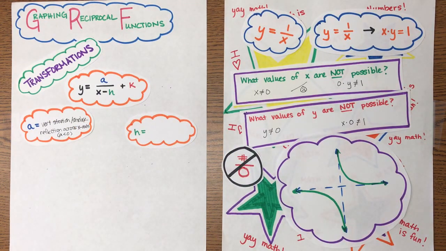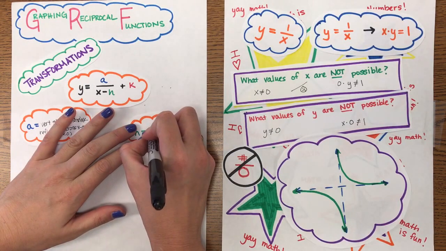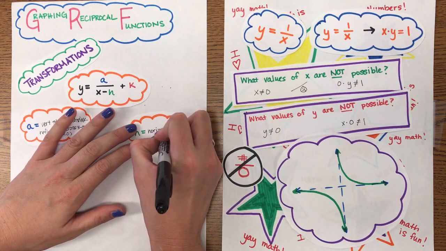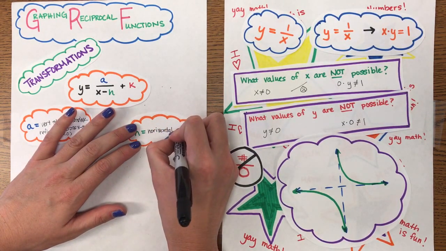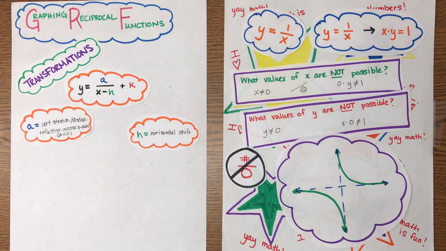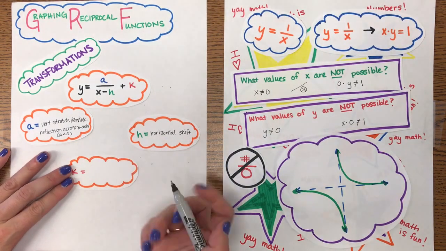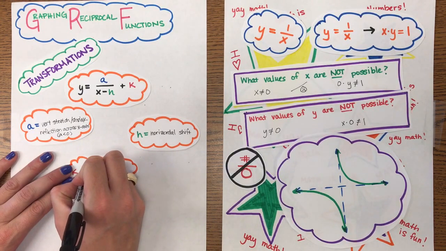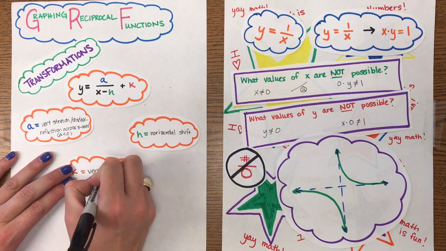H is going to do the same thing that it's always done, which is a horizontal shift or a horizontal translation. So x minus h, it's going to move h units right. And for k, k is going to be our vertical shift.